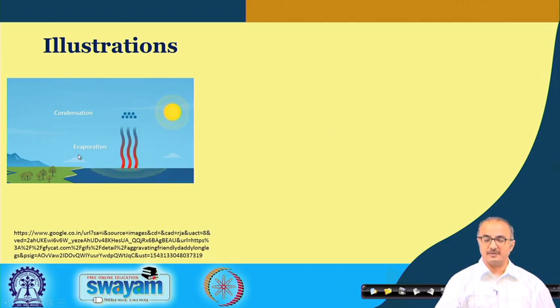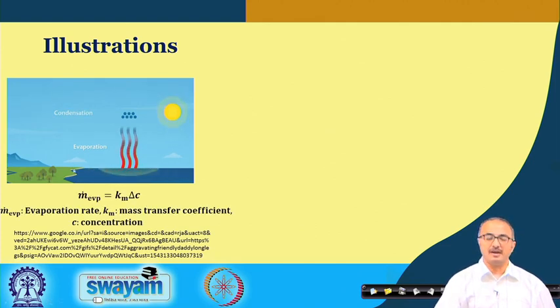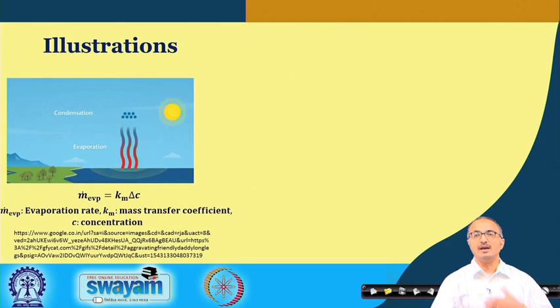and then it falls back to the earth to give rain. So, in this case you will find that we generally use this kind of an expression to find out the rate of mass evaporation, and this is given in terms of another coefficient which we call the mass transfer coefficient, and the rate of evaporation depends on the delta C, that is the difference in the concentration of water in the sea or the water body and the atmosphere.